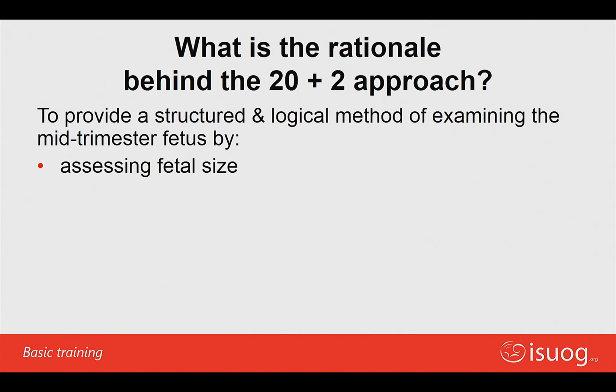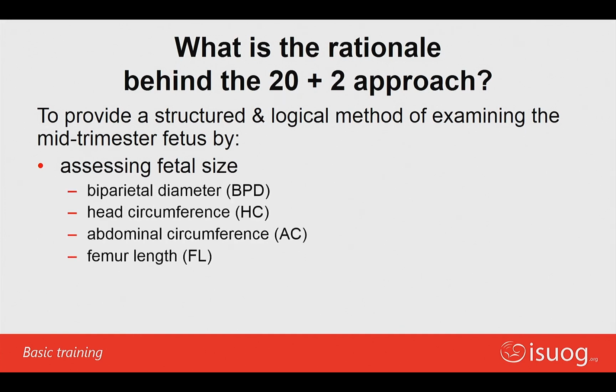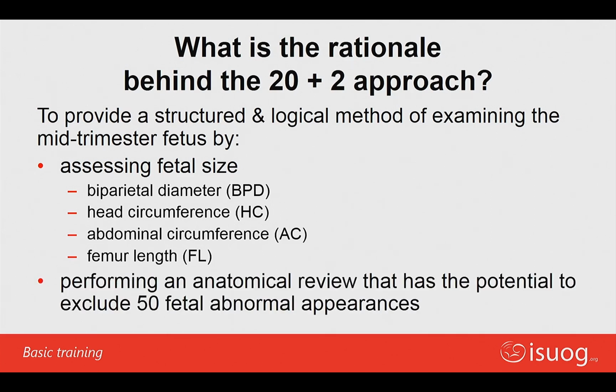So within this approach you're going to be able to assess the fetal size by measuring the biparietal diameter, the head circumference, the abdominal circumference, and the femur length. Those are the 4 principal measurements that you will learn to do, and hopefully you may well be able to do already. So the biometry is important as a component of the approach.